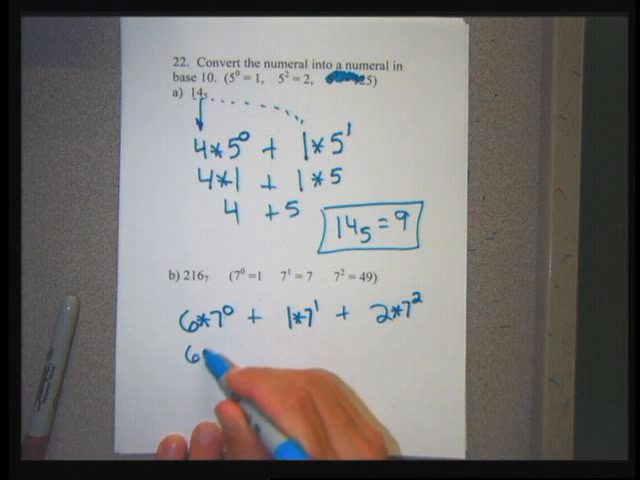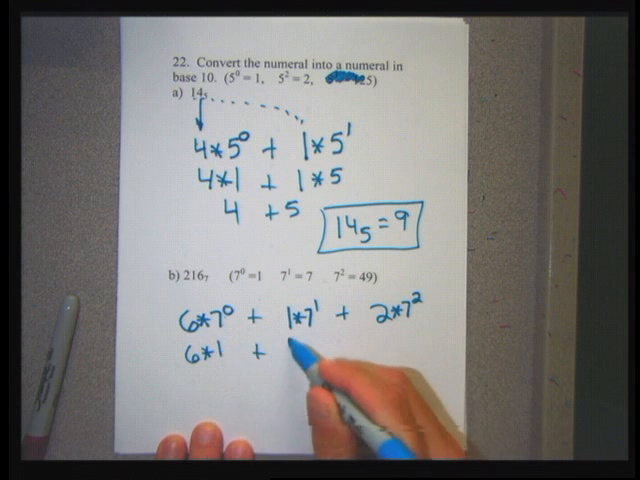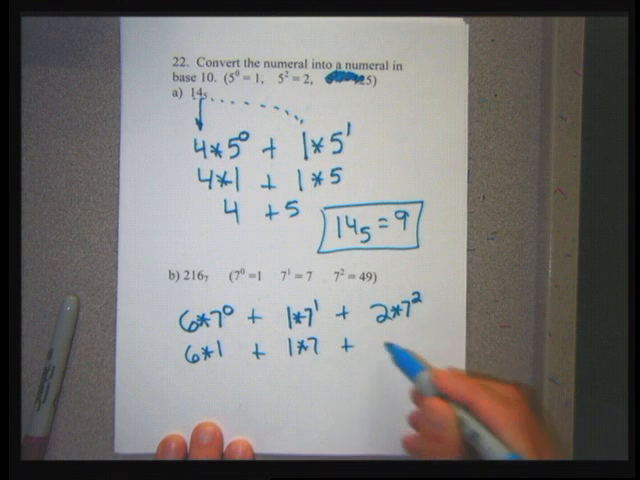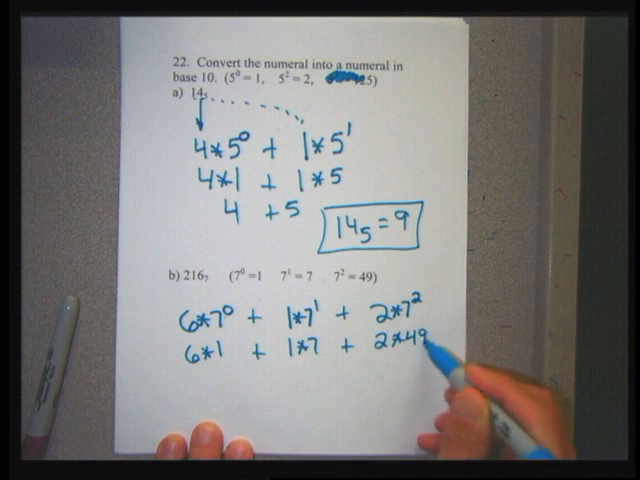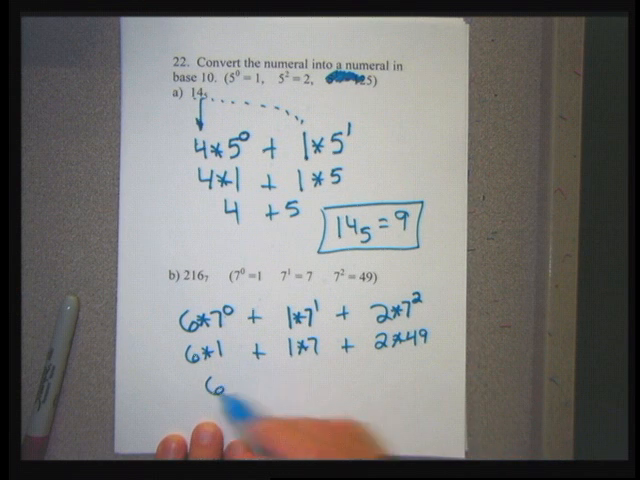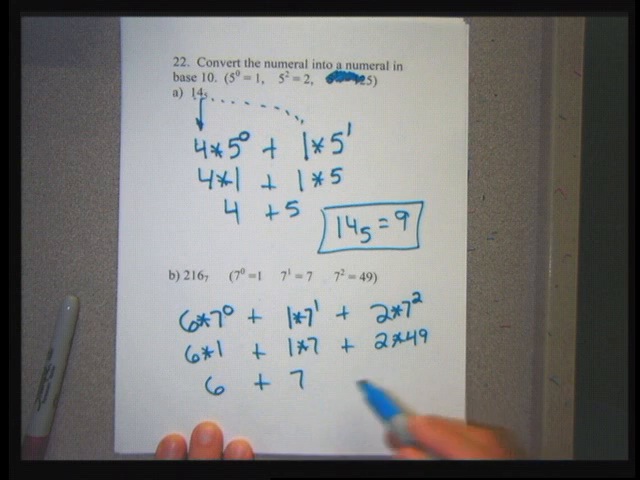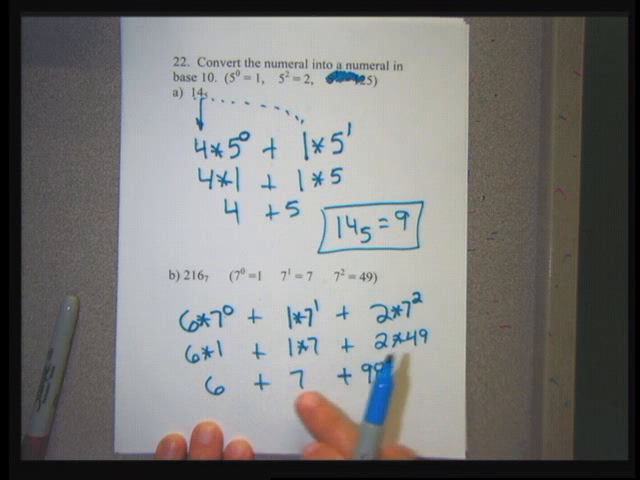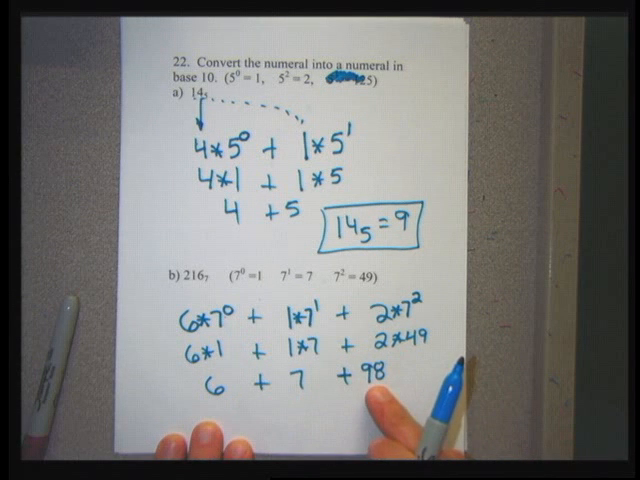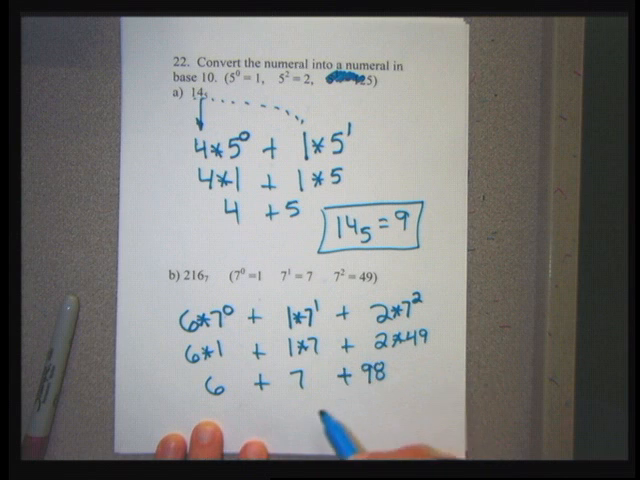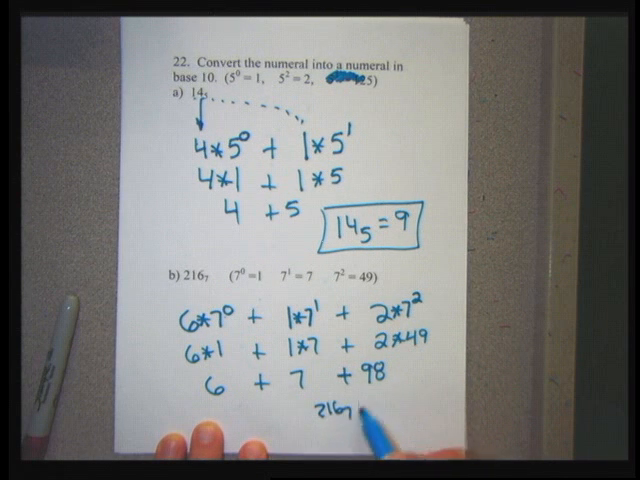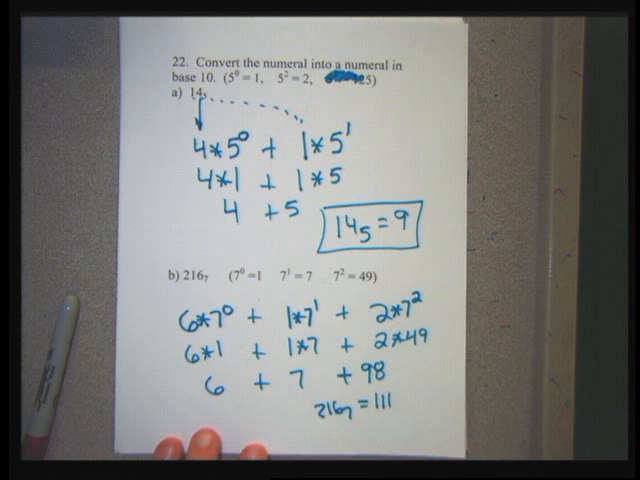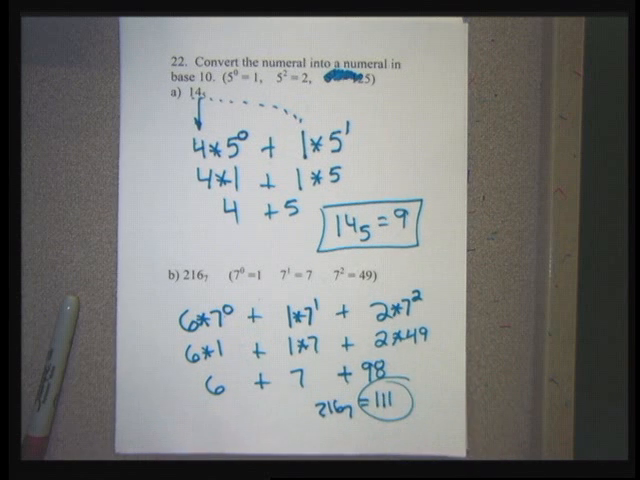Exponents first. 7 to the 0 power is 1. 7 to the 1st power is 7. 7 to the 2nd power is 49. So I go 6 times 1 is 6, plus 1 times 7 is 7, plus 2 times 49 is 98, and then I add these numbers. 6 plus 7 is 13, 13 plus 98 is 111, so I would say 216 base 7 is 111 base 10. And again, I really only need the 111 part. I don't need to have the problem written next to the answer, but it's certainly not wrong to do that either.